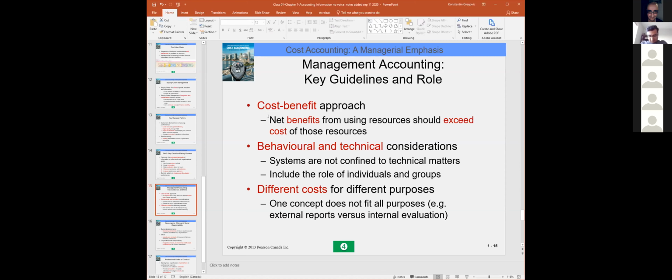Behavioral and technical considerations. Again, the roles of groups within organizations. So when you look at management accountants, they're usually on the finance side, they're the controllers or the divisional controllers of a company. Those are basically your management accountants.